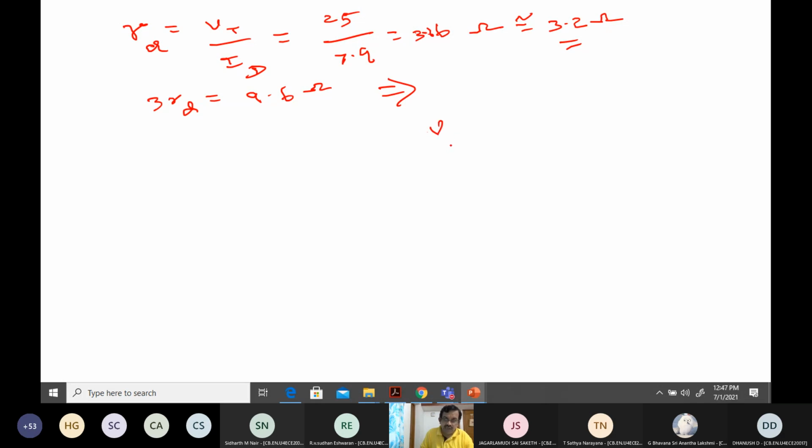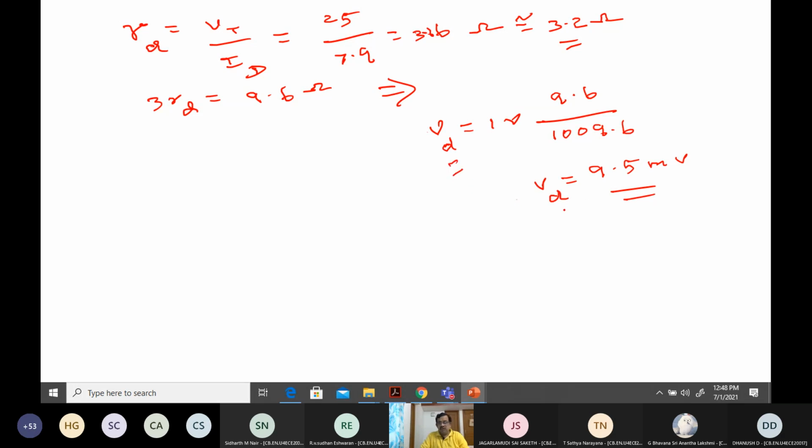To do that, VD at the output, taken across the diodes, will be equivalent to 1 volt, applying the voltage division rule. So 9.6 over (1 kilo ohm plus 9.6), which is 1009.6. You will get roughly about 9.5 millivolt. This will be the variation across the 3 diodes, the small vd.